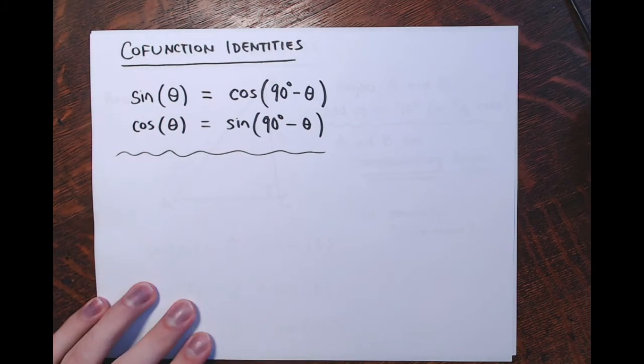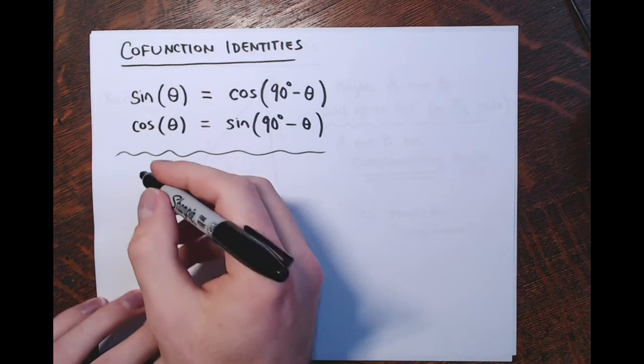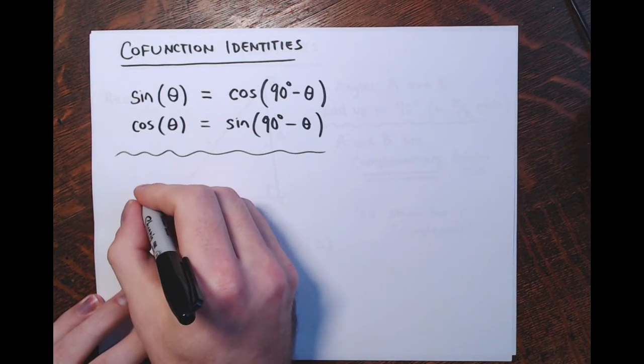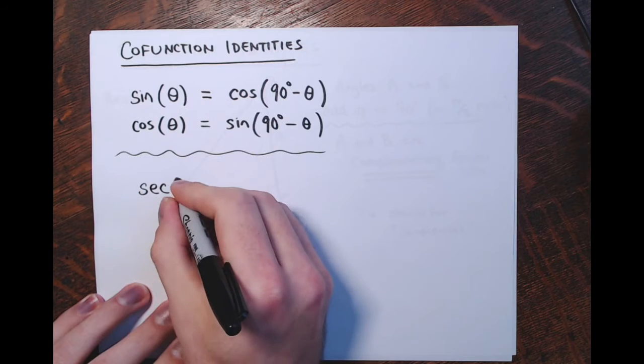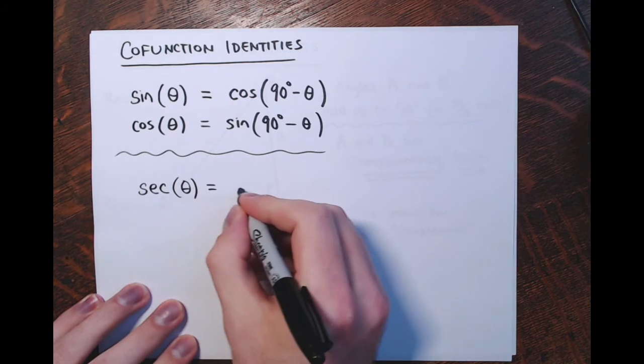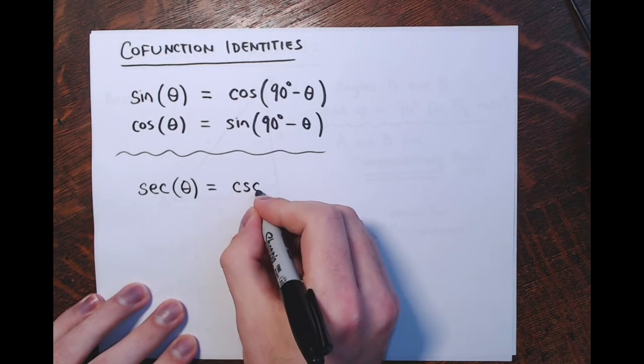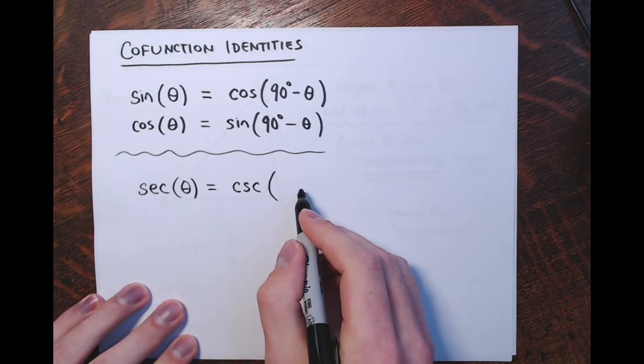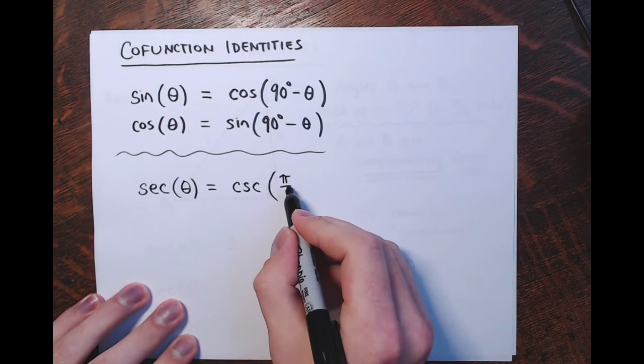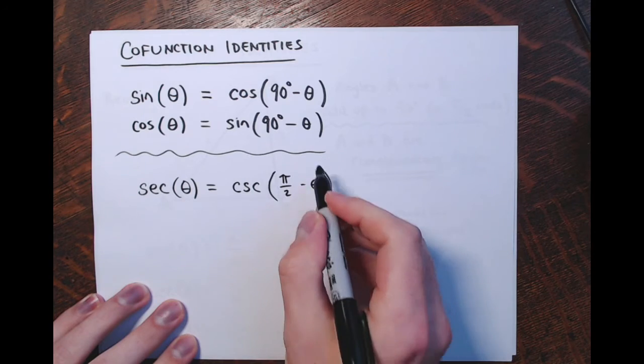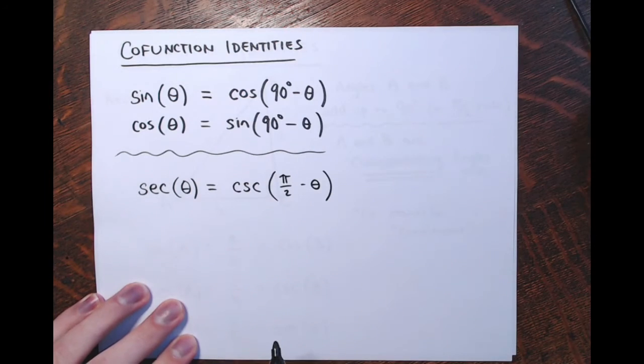So sine and cosine are cofunctions. And we have a tangent, secant and cosecant. I'll do secant and cosecant. So the secant of an angle is equal to the cosecant of the complementary angle, pi over 2 minus theta, or 90 degrees. Again, I'll do degrees here, radians here. It just depends on what measure you're in.